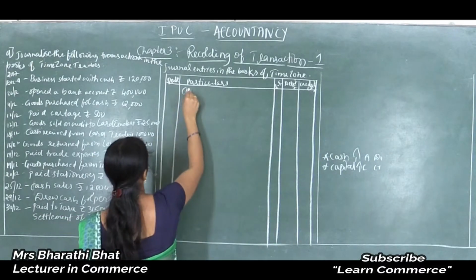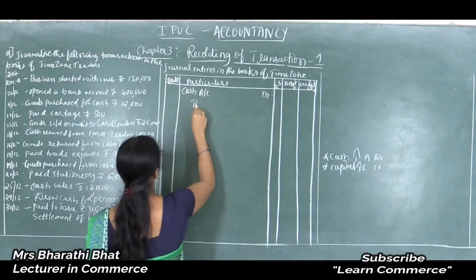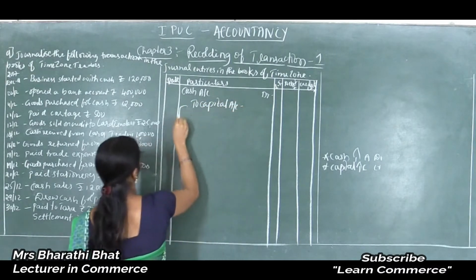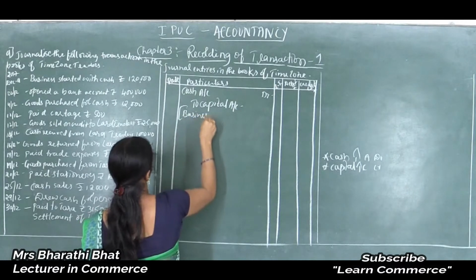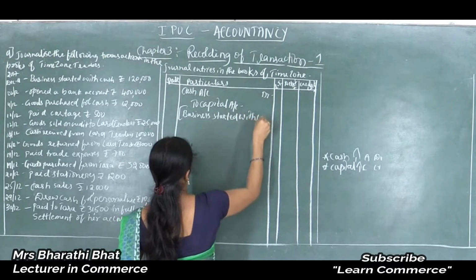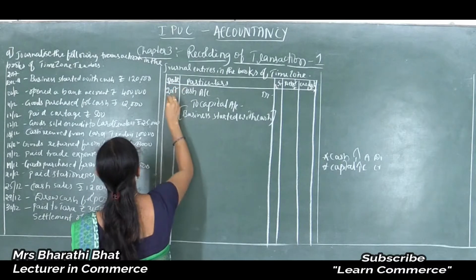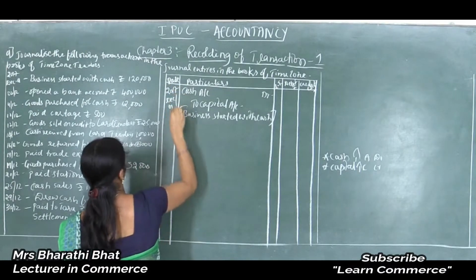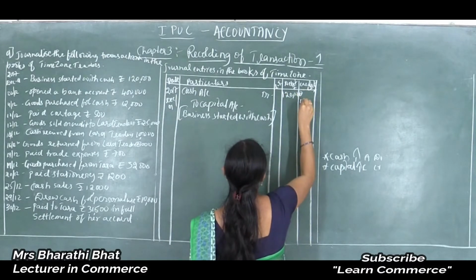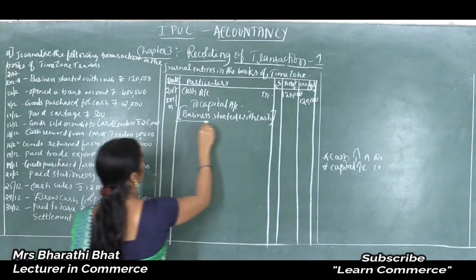So first we should write the debit aspect: cash account debited to capital account. Narration: business started with cash. Mention the date, 2017 December 1st. Amount 1,20,000. Okay, and move to the next one.